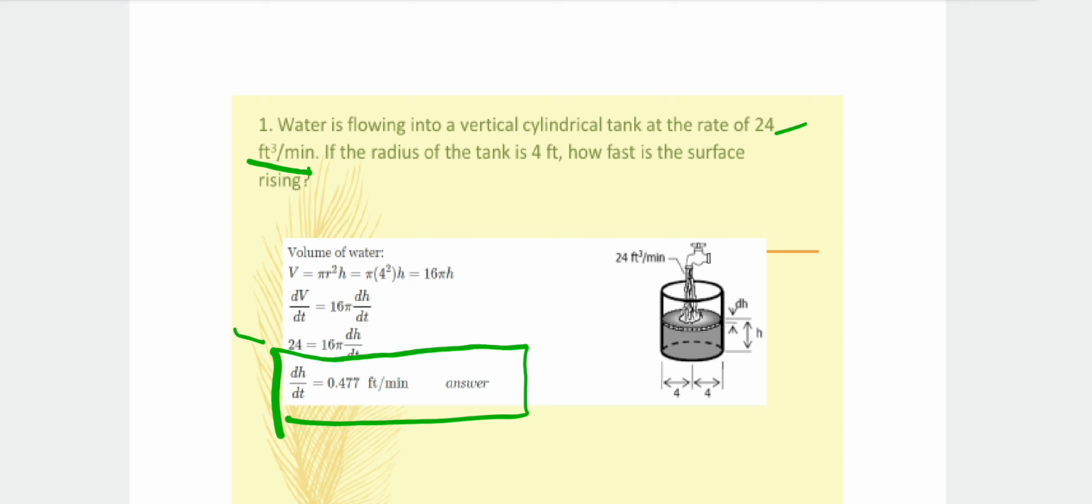And the question is, how fast is the surface rising? That is the differential of height with respect to time, dh over dt, which is what you are looking for, 0.477 feet per minute. Okay? So, let's proceed to the second example.